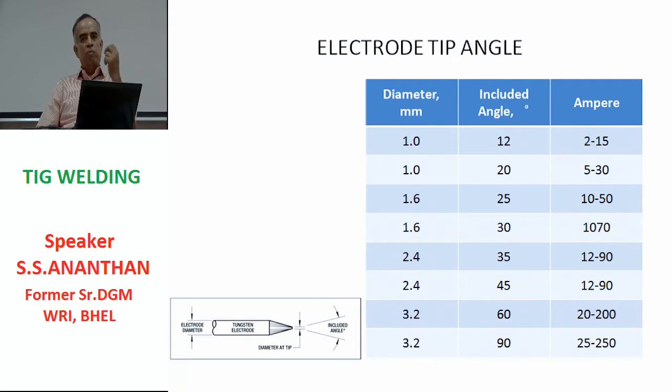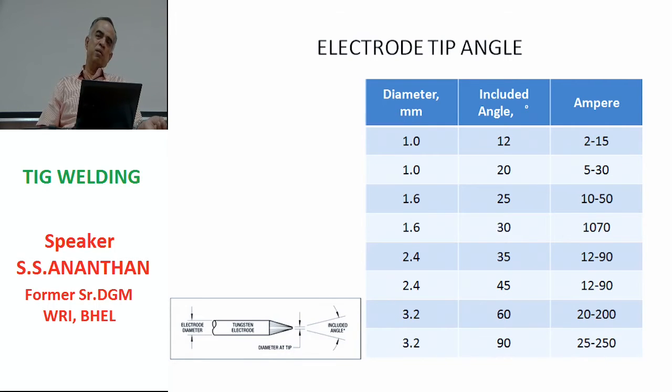Now, as you make a very pointed electrode, what really happens is the heat also gets concentrated in that area, and there is a chance that the electrode can melt if it is too sharp. Because of this reason, according to the diameter and the current that is employed, the angle of the electrode is also chosen. So as you can see, the included angle can be as low as 12 degrees, which is very, very sharp, as well as it can be as high as 90 degrees, which is very high. This depends on the current that is getting employed in the welding.